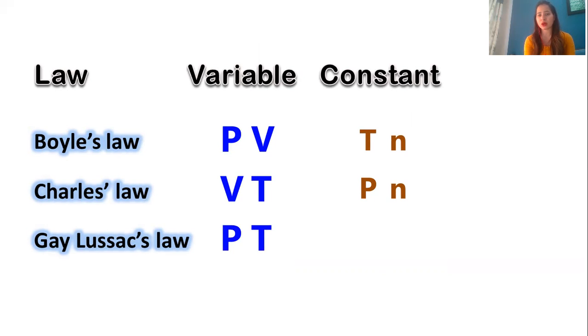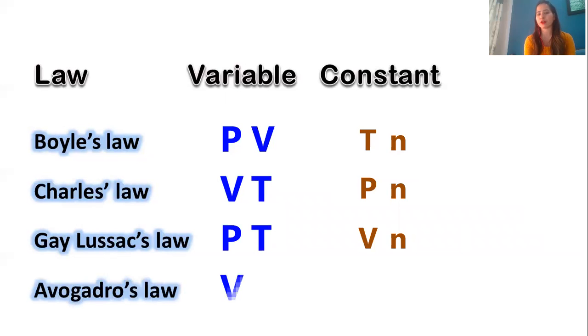And what are constant now? Volume and number of moles. So what is left now? You can see the next term, when we talk about Avogadro's law, we are going to have volume and number of moles as variables, whereas pressure and temperature will remain constant.